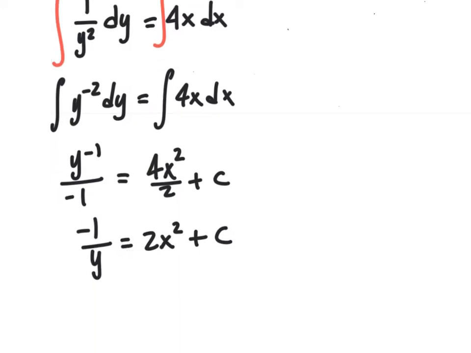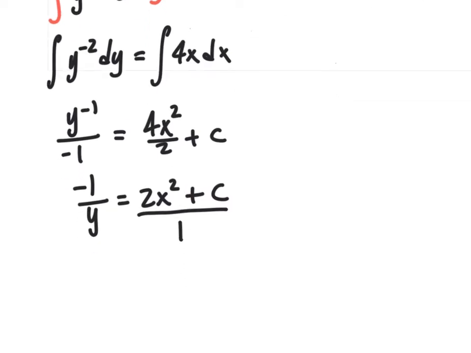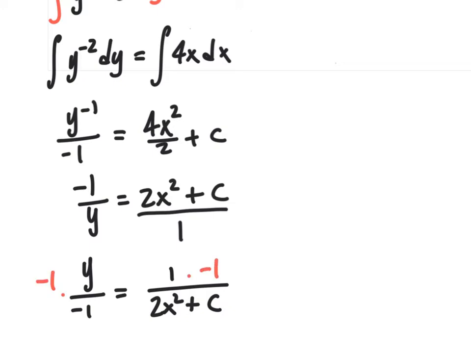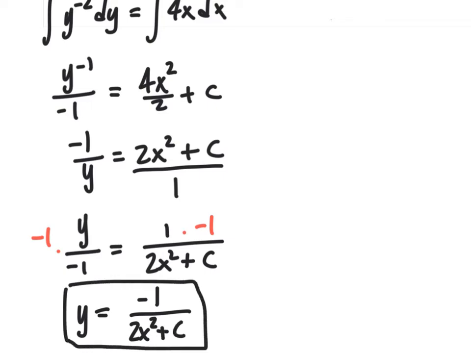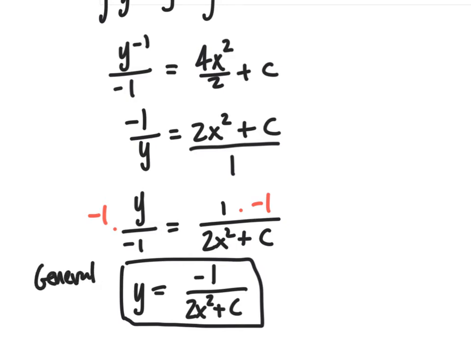My objective now is to solve for y. So I'm going to divide this by just 1, okay? y is in my denominator. I've got negative 1 over y, and I've got 2x squared plus c over 1. I can take the reciprocal of both of these sides, and I'll get equivalent statements. So I can write this as y divided by negative 1 is equal to 1 over 2x squared plus c, okay? And then I can multiply both sides by negative 1 to get y by itself. And so y is equal to negative 1 over 2x squared plus c, okay? This is my general solution, all right?